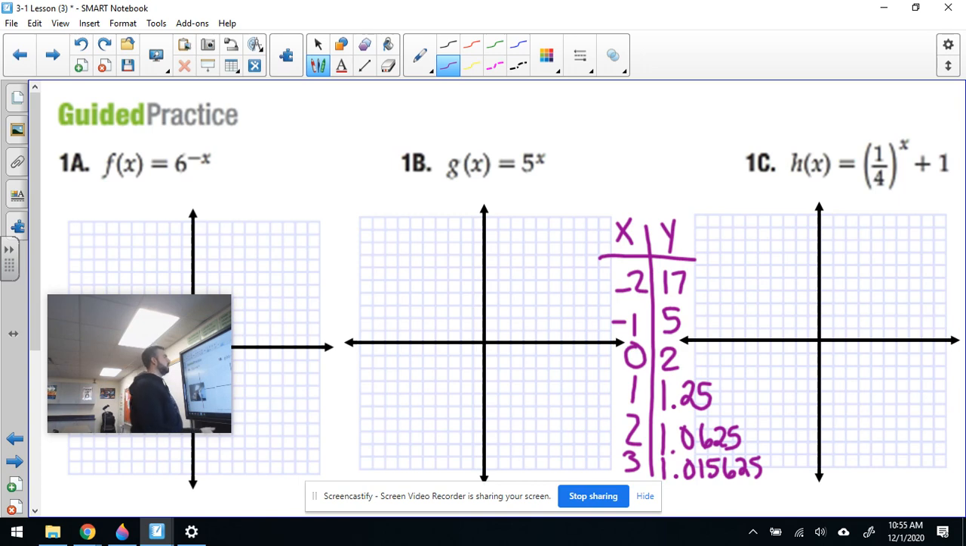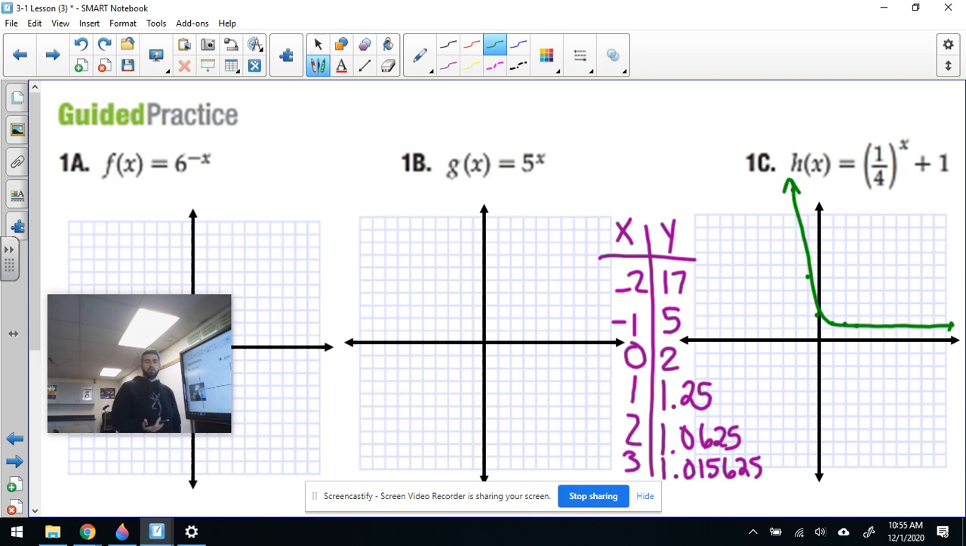Okay? So let's start graphing this and let's look. Okay, so -2, 17 is going to be way up high. -1, 5 is going to be right there. Then 0, 2, then 1, 1.25, and 2, 1.0625. Okay, so you'll see as I graph, it kind of starts to sit on the y = 1 line. And so then we know that that's going to be our asymptote.